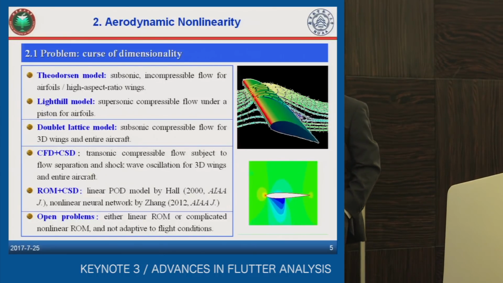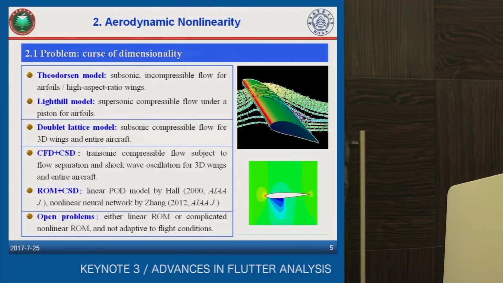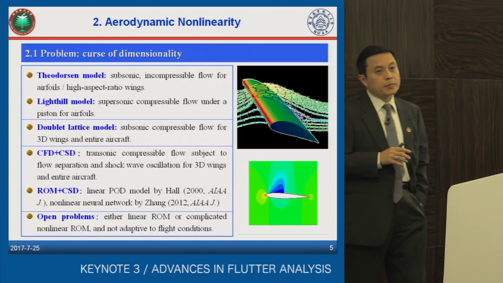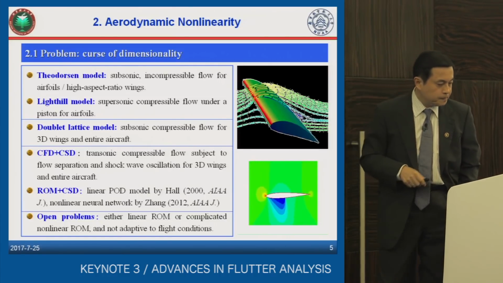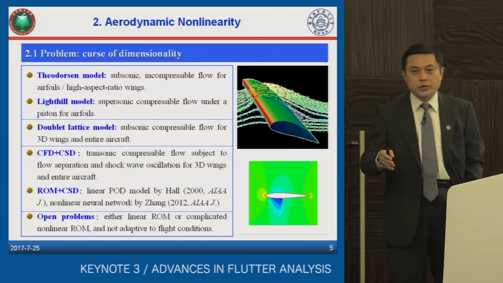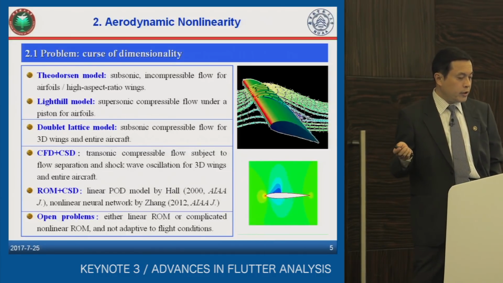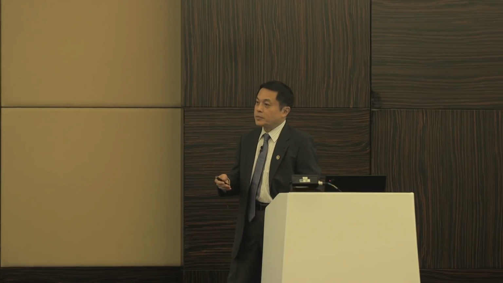A good example is the linear approach proposed by Hall and Dowell at Duke University a couple of years ago, based upon the proper orthogonal decomposition. However, the model is linear. It's not possible to catch the nonlinear phenomena, such as the shock wave oscillations. Then some other people tried to improve the results by introducing a nonlinear module. For example, Zhang and Ye in China proposed a nonlinear neural network model. That model is able to describe the nonlinear interaction in aeroelastic problems.